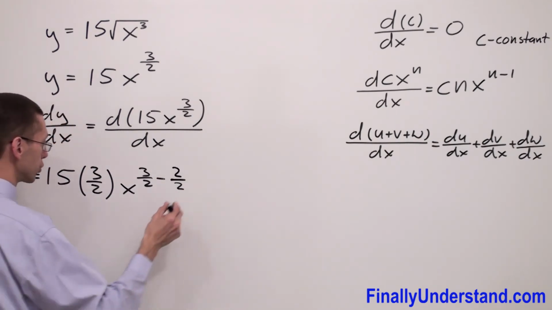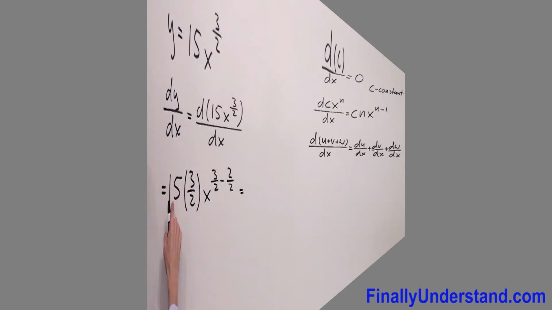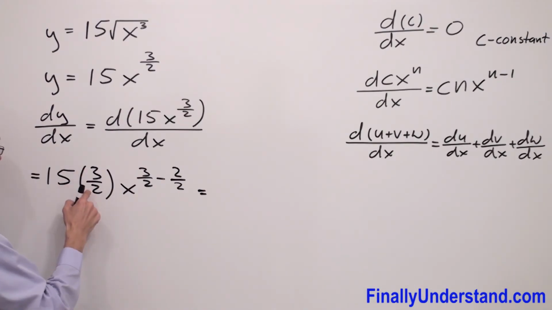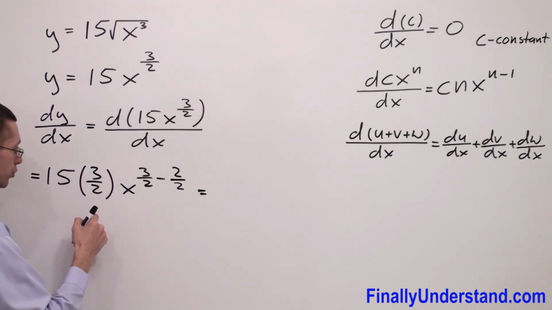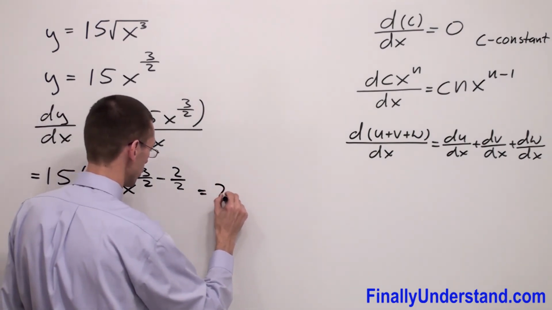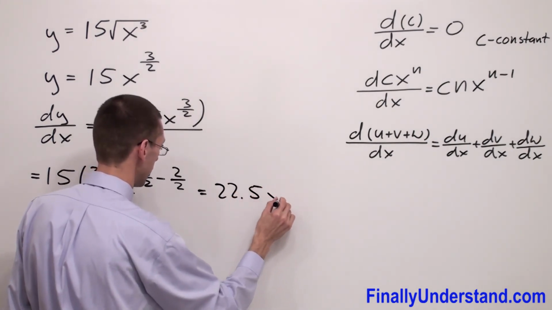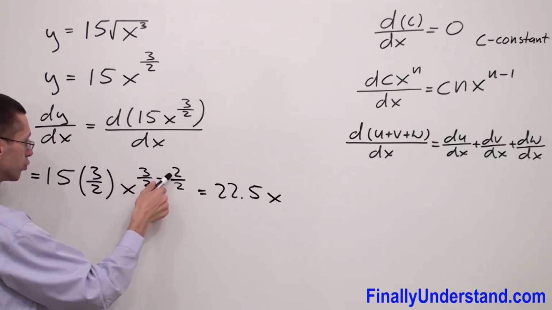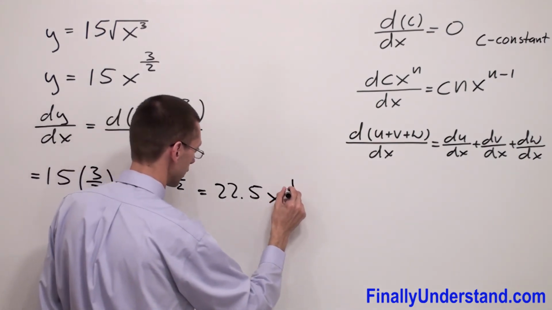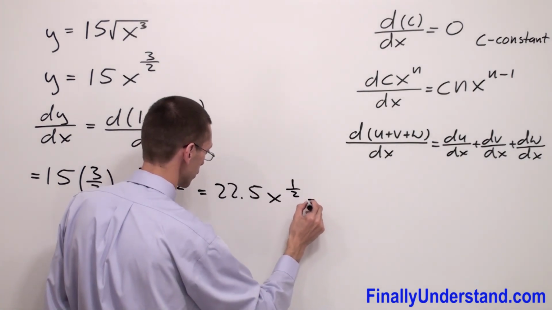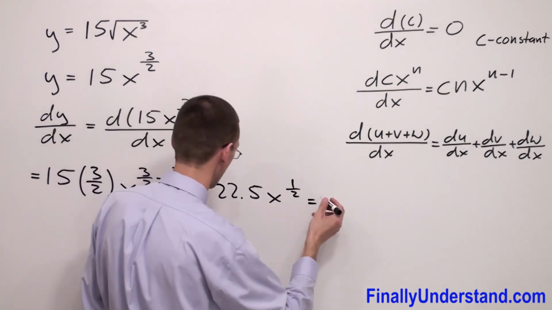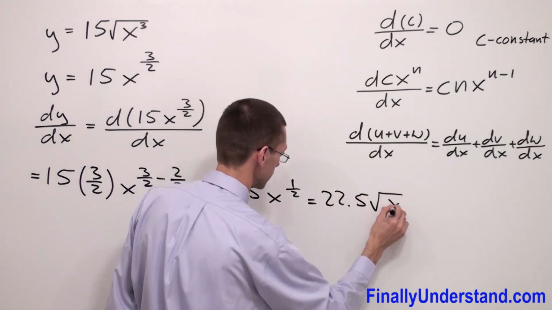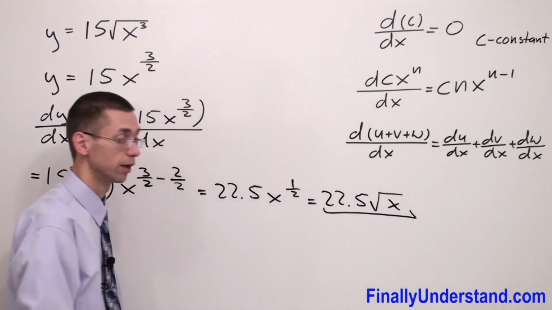1. So this is equal 15 times 3 is 45. 45 divided by 2 is 22.5. So this is 22.5 x to power 3 minus 2 is 1 power 1/2. Okay, so this is one of the answers, or you can write that this is equal 22.5 square root of x. Okay, I can say that the problem is solved.